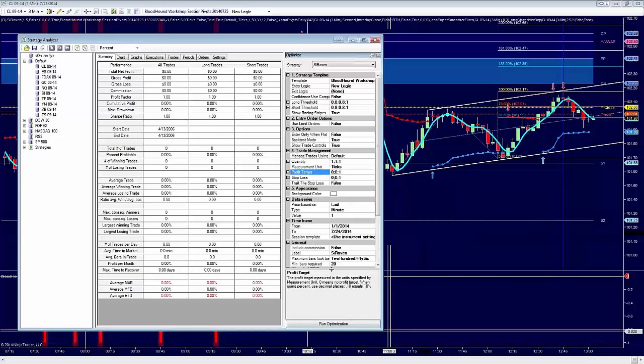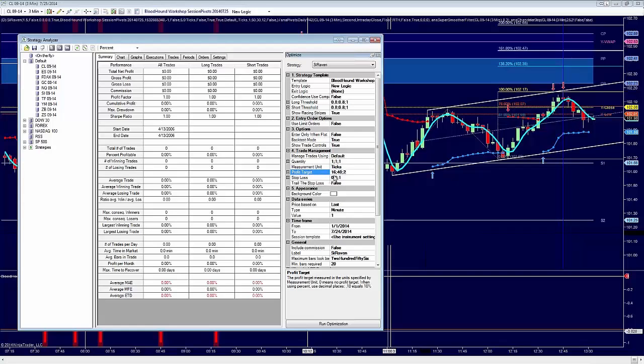I think it starts with the highest. Yeah, it's what we start with, and then the increment we want to use. No, it's the highest, the lowest, and then the increment we want to use. So let's say we're going to start with, I don't know, let's start with 16. It's pretty low, but it's not too bad. Then we'll go to 40, and we'll say 2-tick increments.